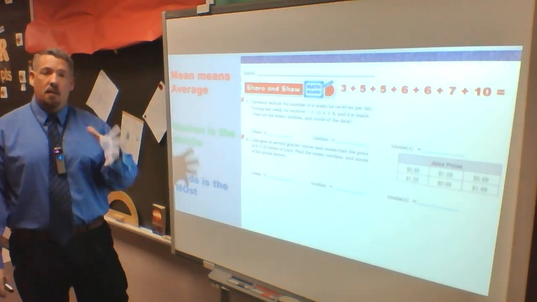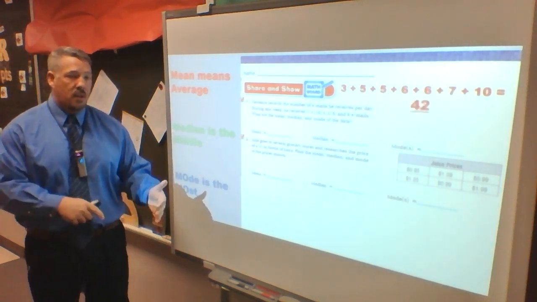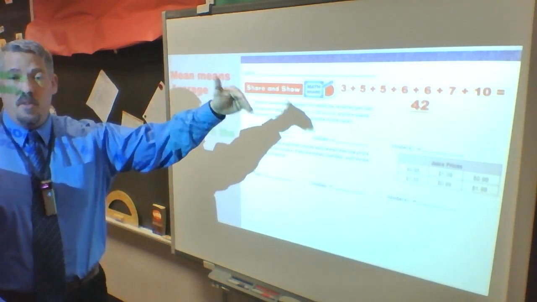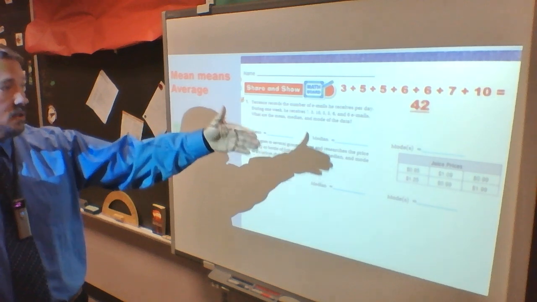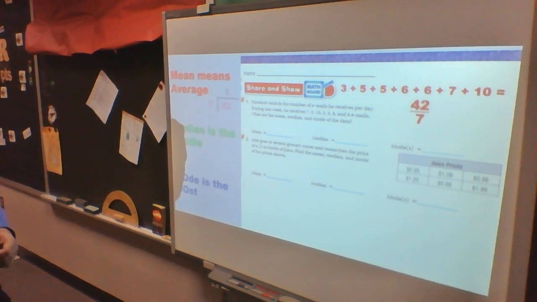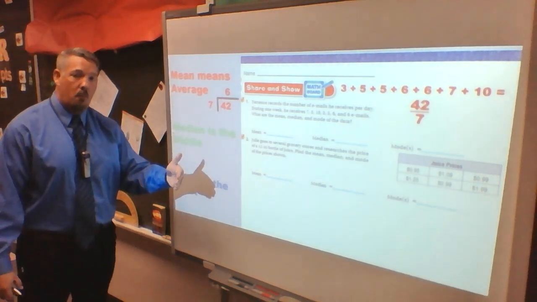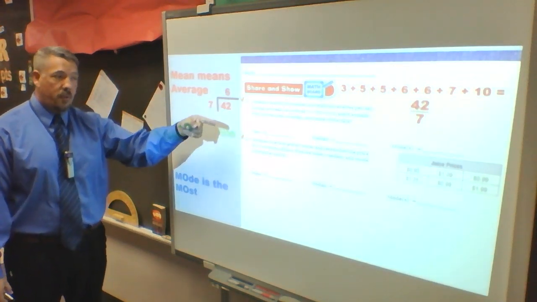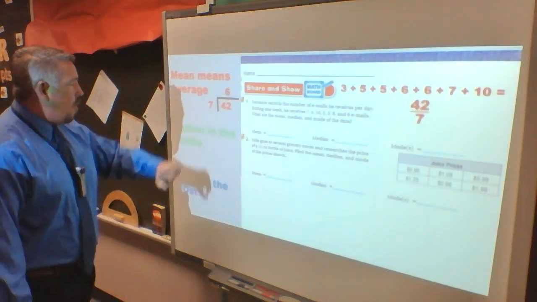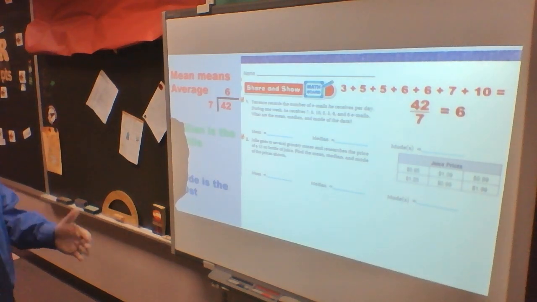Finding my mean, getting my total, a handy-dandy calculator, add them all together equals, well, what does it equal? It equals 42. How many days are in a week? How many pieces of information are in my data set? In this one there are 7, so I'm going to divide by 7. 42 divided by 7 is what? Well, 42 divided by 7 is 6, because I know back in 3rd grade we learned our multiplication facts. 6 times 7 is 42. Or my handy-dandy calculator, enter in my top number, divided by my bottom number, or enter in my dividend, divided by my divisor, and I get that it is indeed 6.